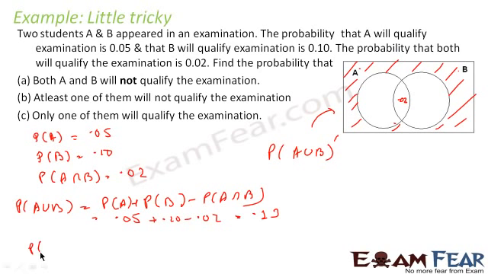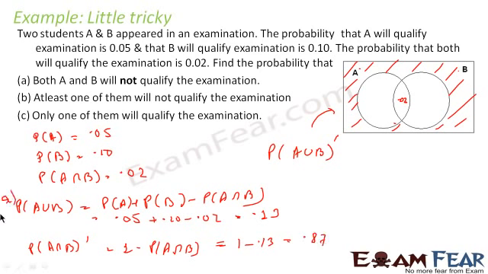Now when we want to find P of (A union B) complement, what we get is 1 minus P of A union B, and this is equal to 1 minus 0.13, and this is equal to 0.87. So this is the answer for option number 1, A. Now let's go to the second option.